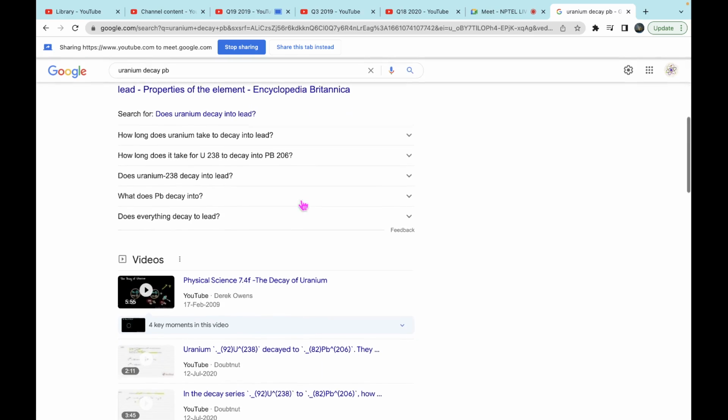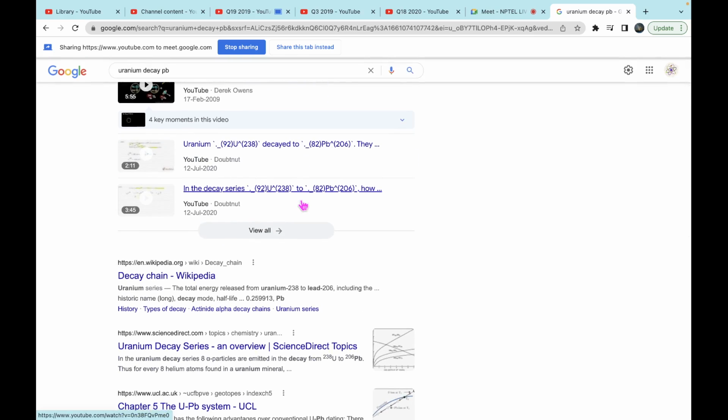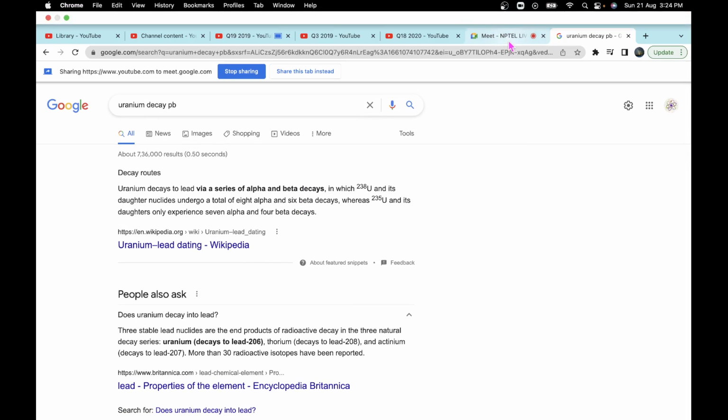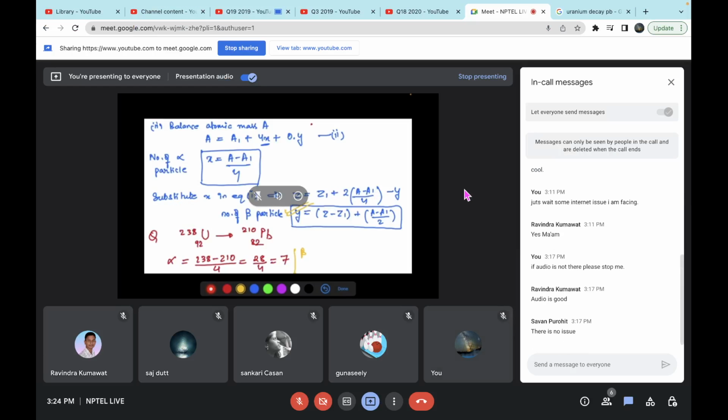Now I need to find out beta. For the beta particles, I can use this formula, or else I can just mentally take the difference between the atomic numbers. The atomic number difference is 92 minus 82, which gives me a difference of 10, correct?